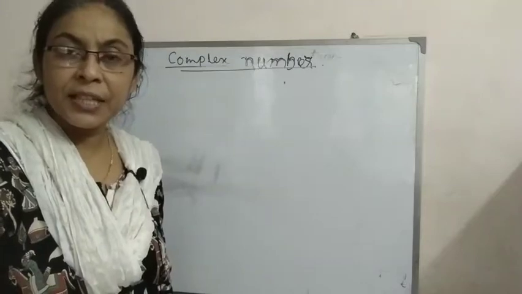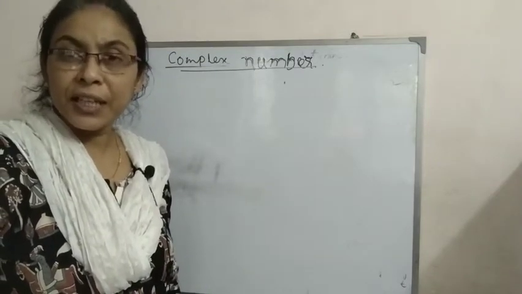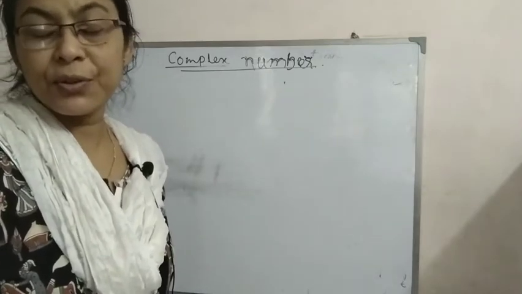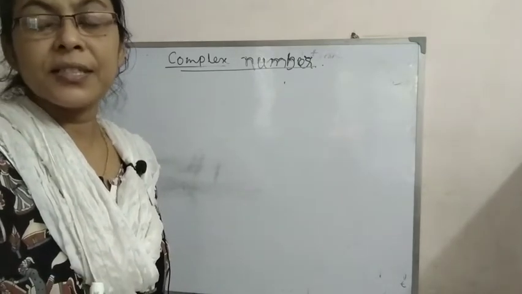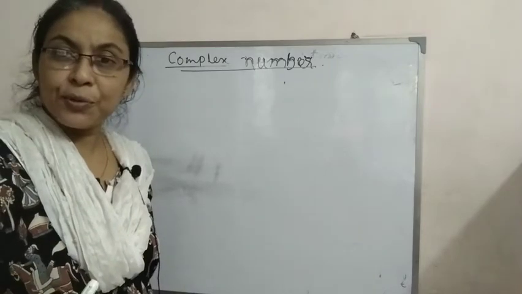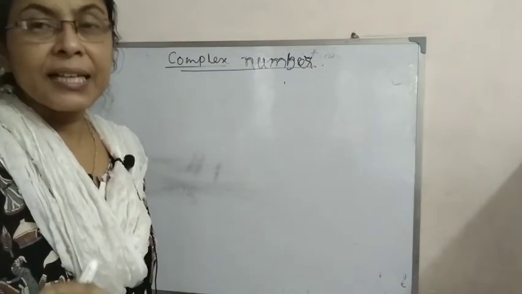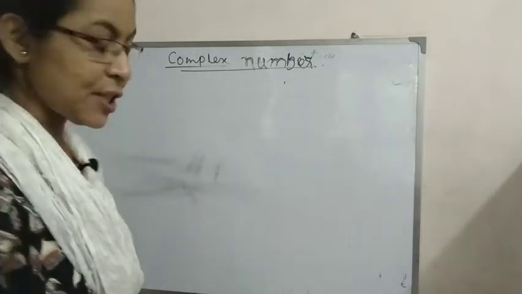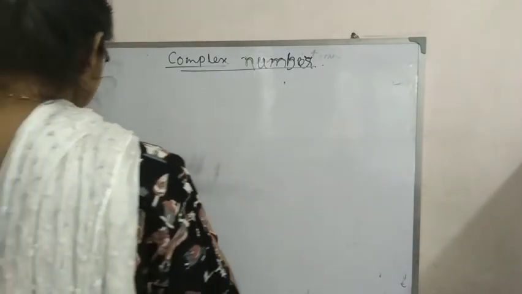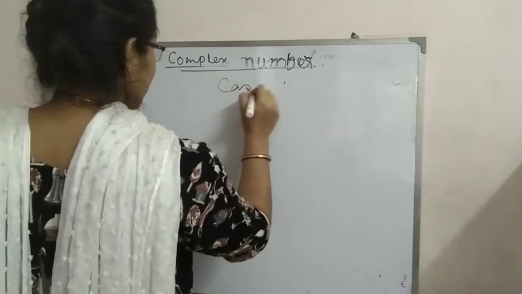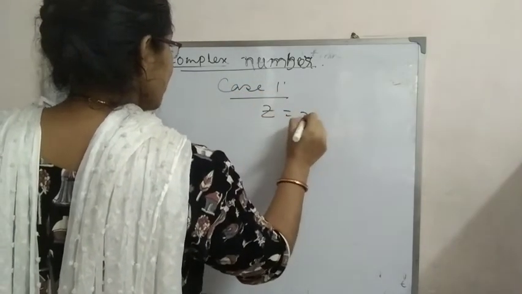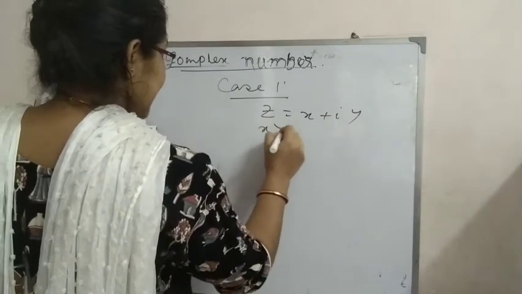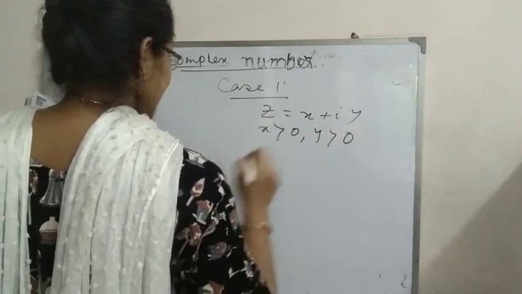Class 11. This video is a continuation of the complex number topic. In the previous video I already covered modulus of z, amplitude of z, etc. Now I will discuss 4 cases about amplitude. First case: z equal to x plus iy.